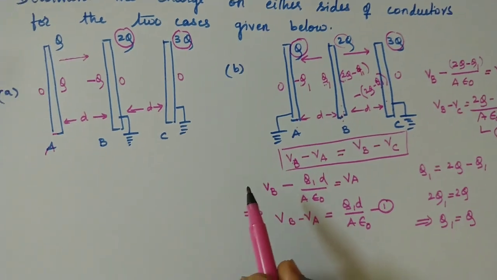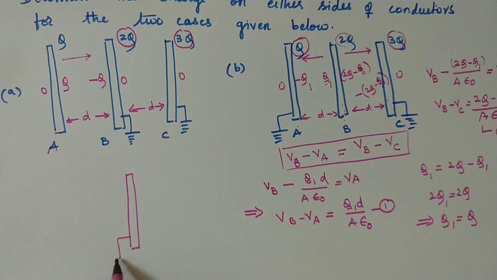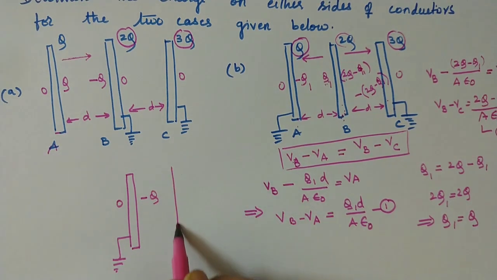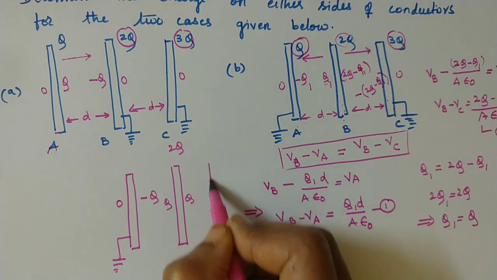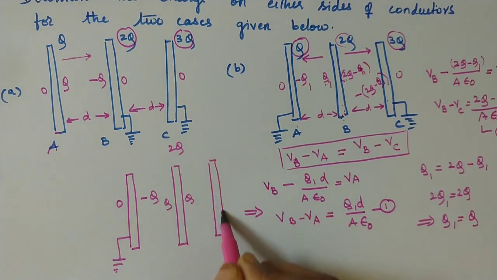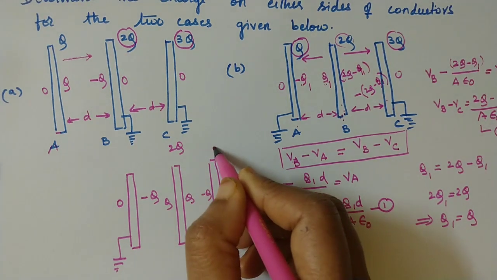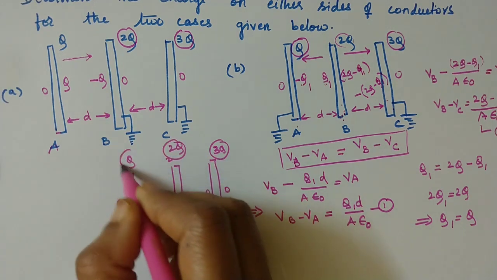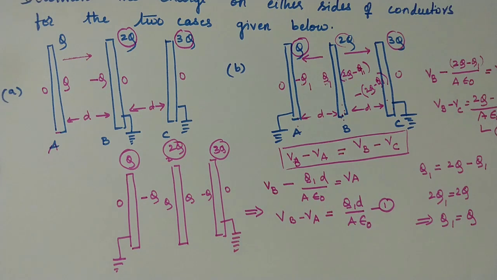So the final distribution of charges will be as shown below. This surface is being earthed, 0 and minus Q. On the middle surface, since you have given 2Q, Q goes here and another Q comes this side. And on C, here the charge is 0 and here we get minus Q. Initial charge was 3Q, 2Q and Q. Okay, this is how the distribution has taken place.